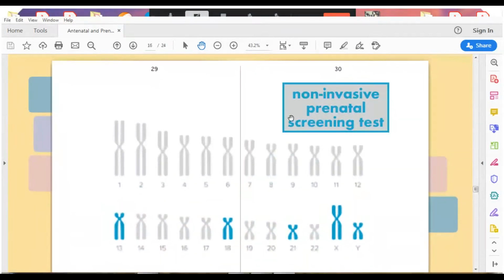Now, NIPS, non-invasive prenatal screening test. These tests usually test for aneuploidies. As we know, the most common ones are 13, 18, 21, X and Y. 13, Patau syndrome. 18, Edwards. And 21, we have Down syndrome, as we all know. X, for example, XO, Turner syndrome. Y, we have the XXY, which is Klinefelter syndrome.